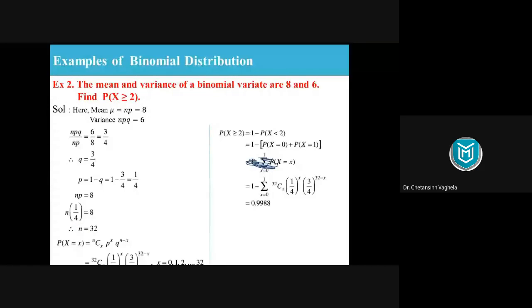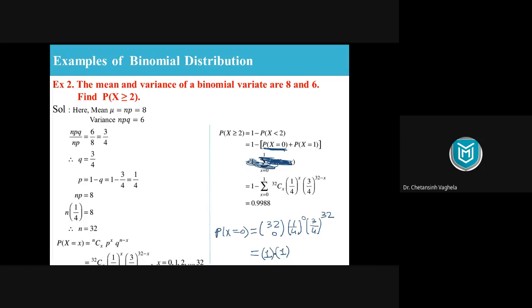अब चलिए एक बार मैं दिखा दूं कि हाउ टू फाइंड P of x equals to 0. ये कैसे करेंगे? P of x equals to 0 अगर आपको करना है तो क्या करना है? यहाँ पे जहाँ पे x है ना वहाँ पे 0 लेना है. तो 32C0, that means 32C0, I can write like this also. 1/4 raised to 0, x की वैल्यू हम 0 लें, 1/4 raised to 0 and 3/4 raised to 32 minus 0 माने कि 32. अब पता है 32C0, nCO is always 1, anything raised to 0 is always 1, so ये दोनों की वैल्यू तो 1 है. And 3/4 raised to 32.